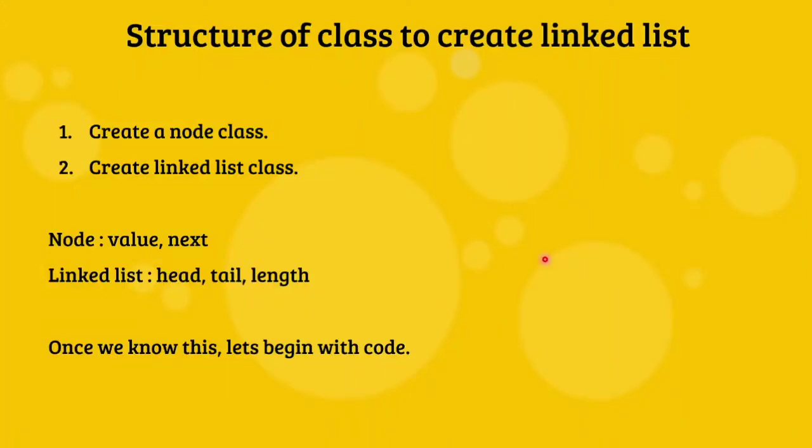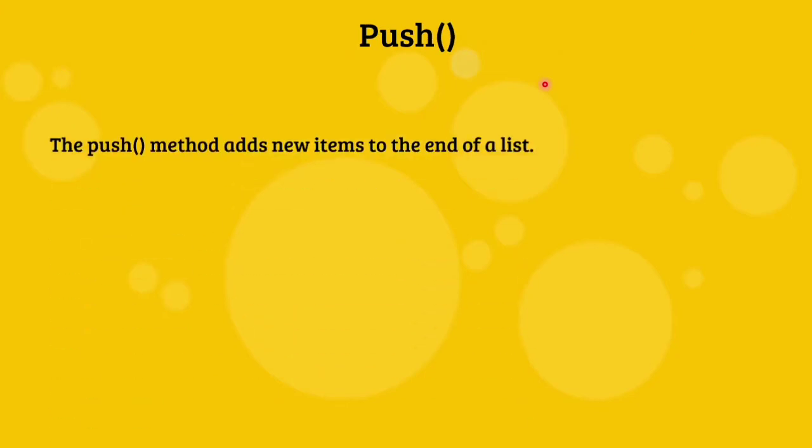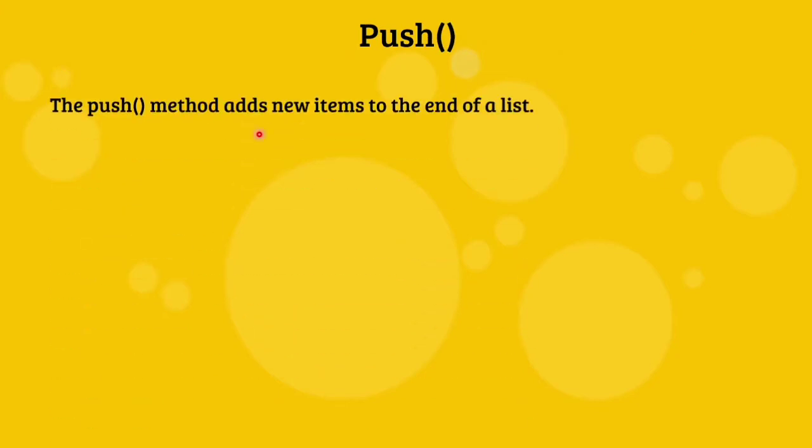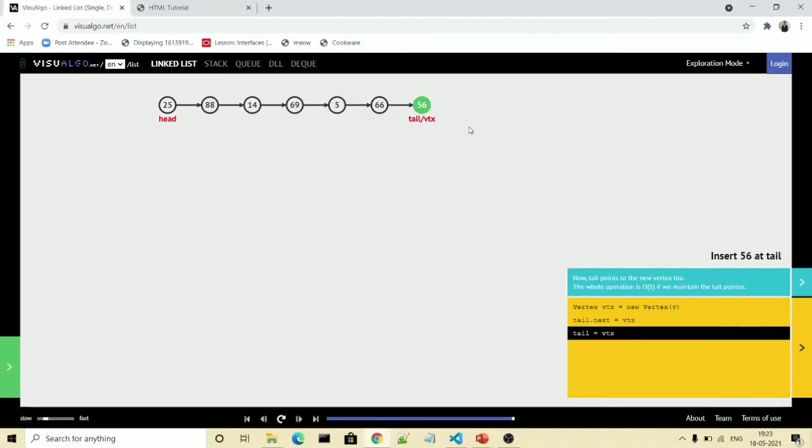Hi everyone. Once we are done with creation of class to create linked list, we are in a position to create our first push method for our linked list. Firstly, push method is used to add new items to the end of a list. So let's visualize this thing in our visual algo.